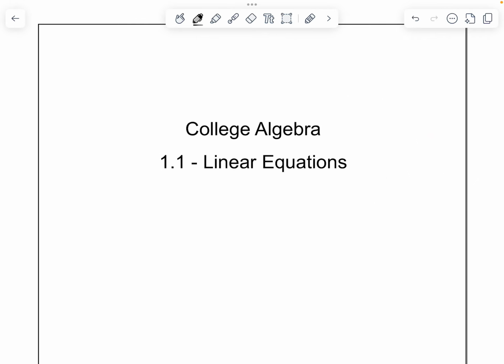All right, we're jumping right into lesson 1.1, that's linear equations. All of unit 1 we're going to be talking about different types of equations like square root equations, absolute value equations, quadratics. Today we're specifically talking about linear equations, and we're talking about those that only have one variable.